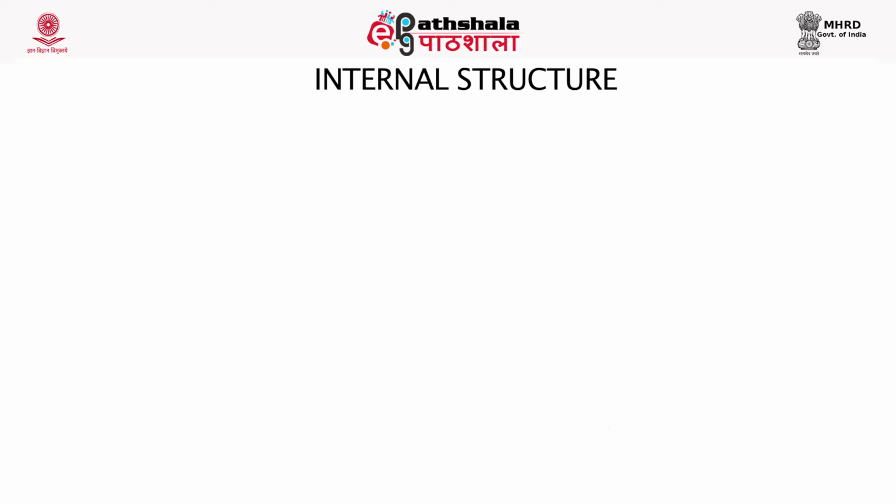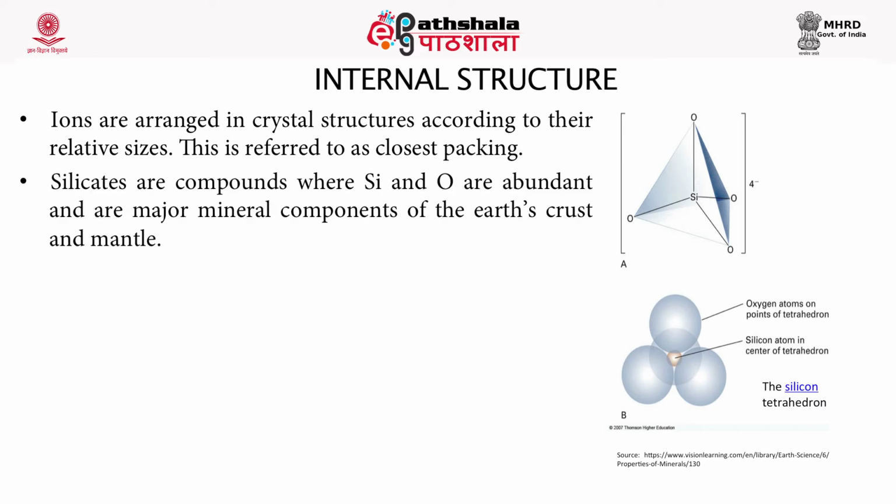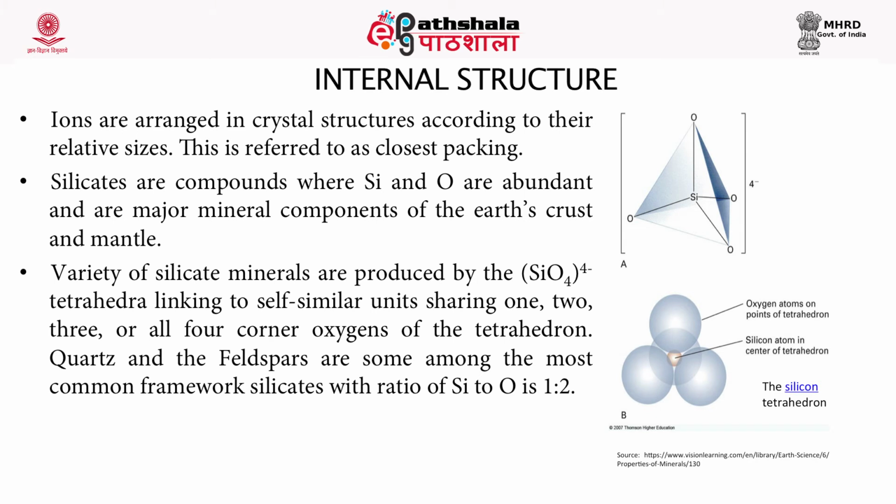Now let's see the internal structure of minerals. Ions are arranged in crystal structures according to their relative sizes. This is referred to as closest packing. Silicates are compounds where silicon and oxygen are abundant and are major mineral components of the Earth's crust and mantle. A variety of silicate minerals are produced by the silicon tetrahedron linking to self-similar units, sharing 1, 2, 3 or all 4 corner oxygens of the tetrahedron. Quartz and feldspar are among the most common framework silicates, with a ratio of silicon to oxygen of 1:2.